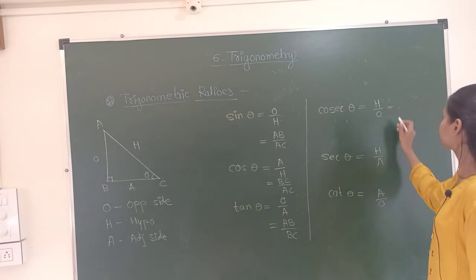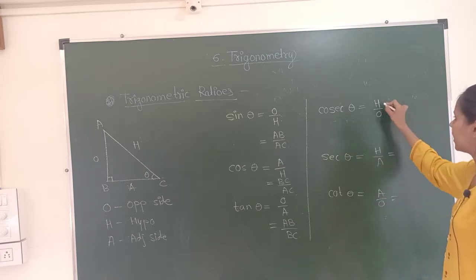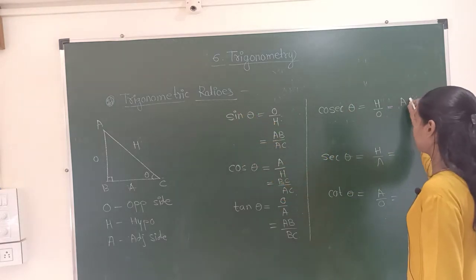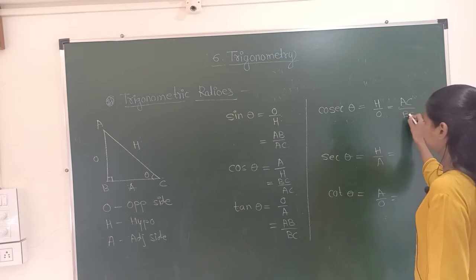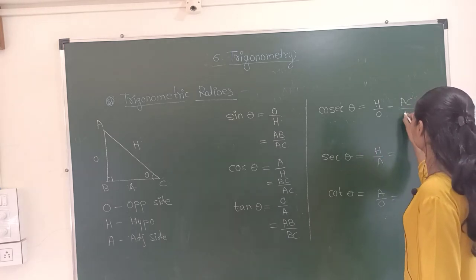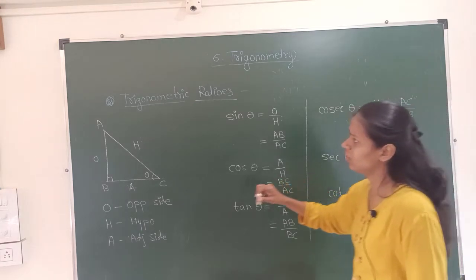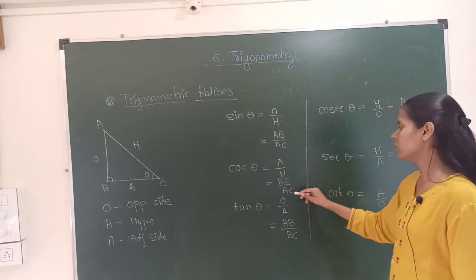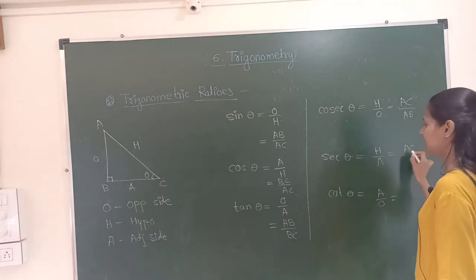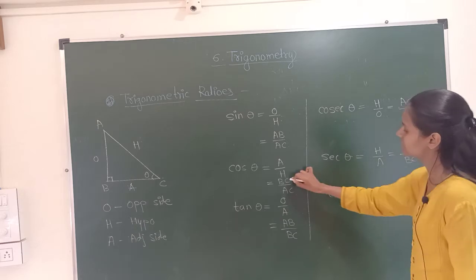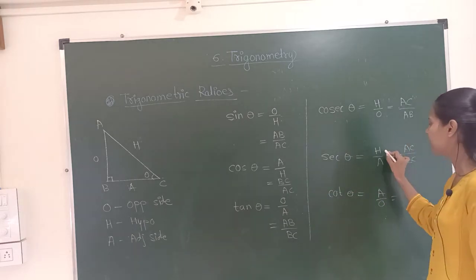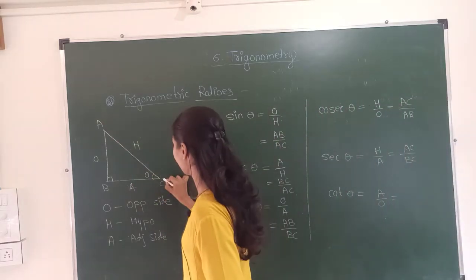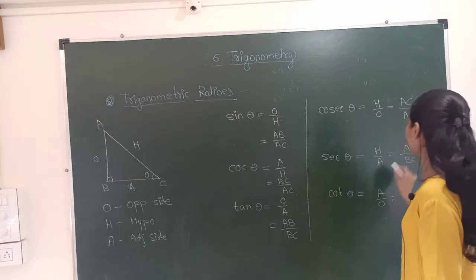Now we can write for this, see, it's H upon O. H is what? Hypotenuse, hypotenuse is AC, AC upon AB, opposite side is AB. Now cosec theta, you can just inverse it. Here is BC upon AC, so we have written AC upon BC. See, hypotenuse upon adjacent side, hypotenuse is AC and adjacent side is BC, so that we have written AC upon BC.